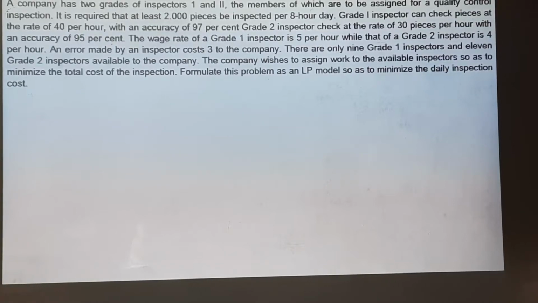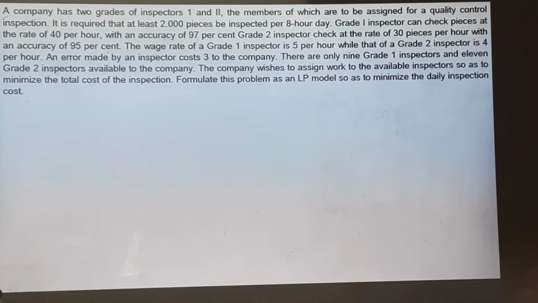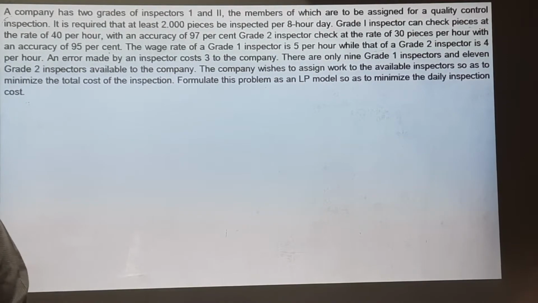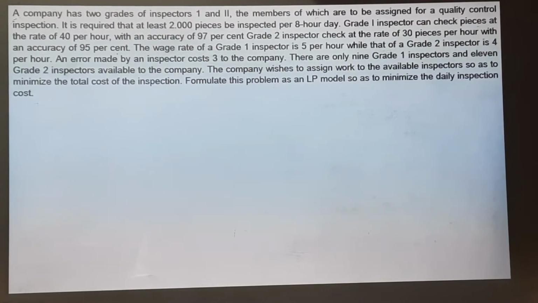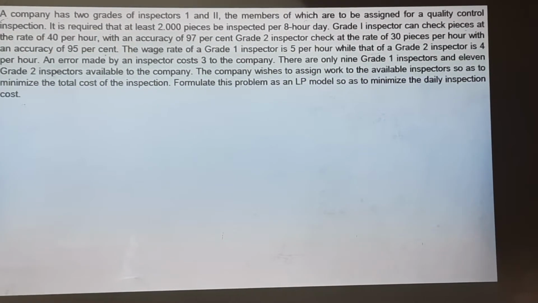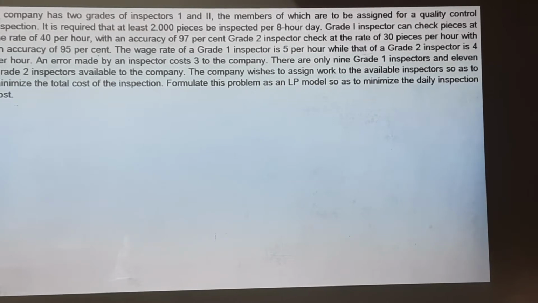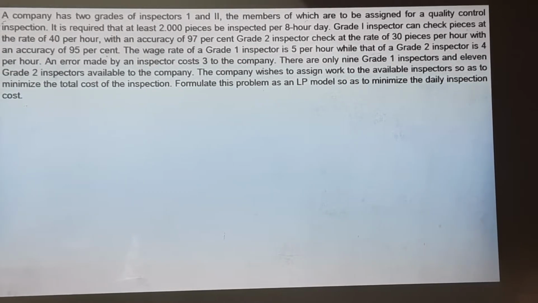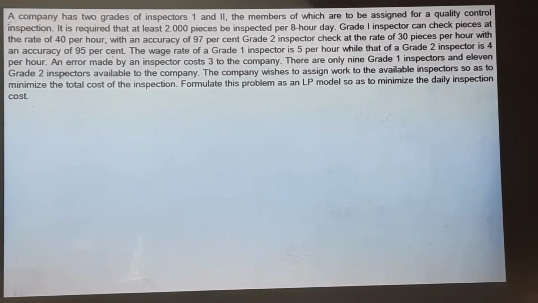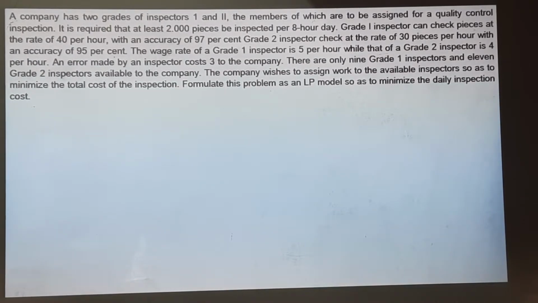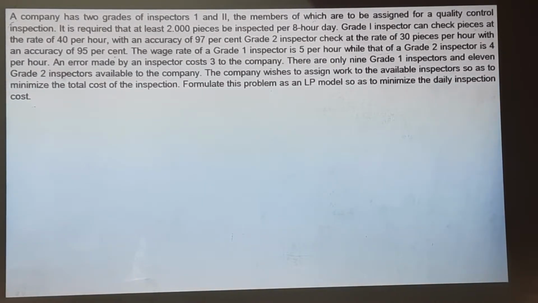So I am reading out this problem. A company has two grades of inspectors, 1 and 2, the members of which are to be assigned for a quality control inspection. It is required that at least 2000 pieces be inspected per 8-hour day. Grade 1 inspector can check pieces at the rate of 40 per hour.